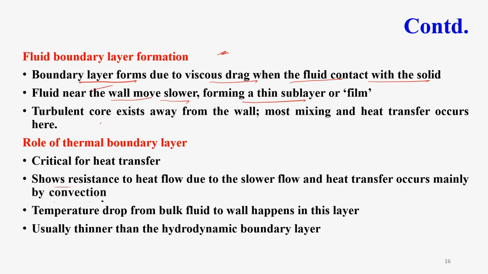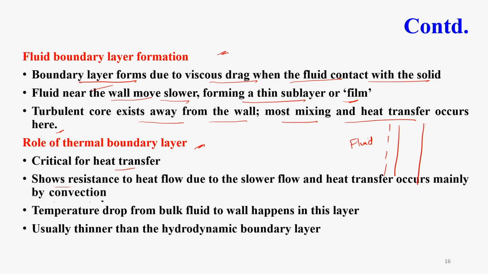So, because of this stagnation, the turbulent core exists away from the wall, and most mixing and heat transfer occurs here. You can see clearly, this is the wall and this is the fluid. There will be formation of a boundary layer. And now as there is a boundary layer, it is expected there will be a thermal boundary layer as well.